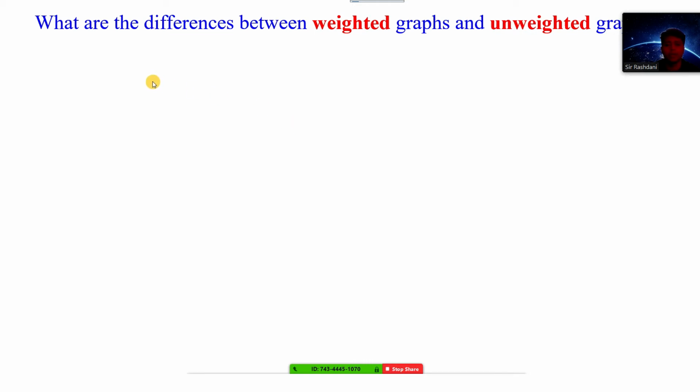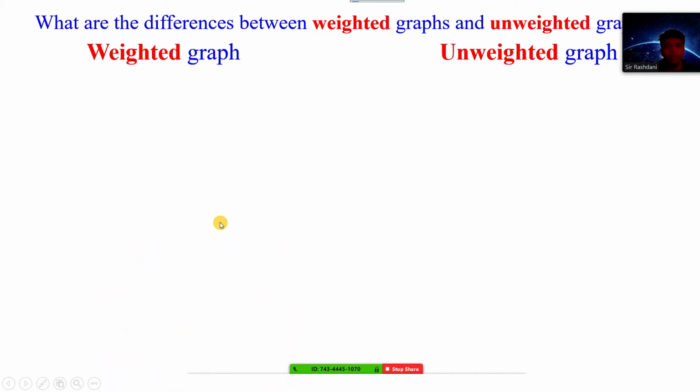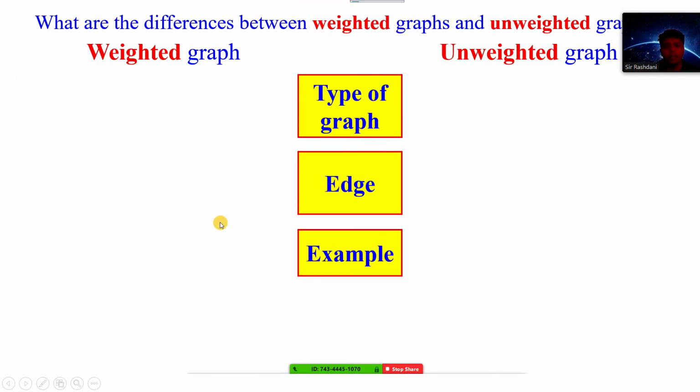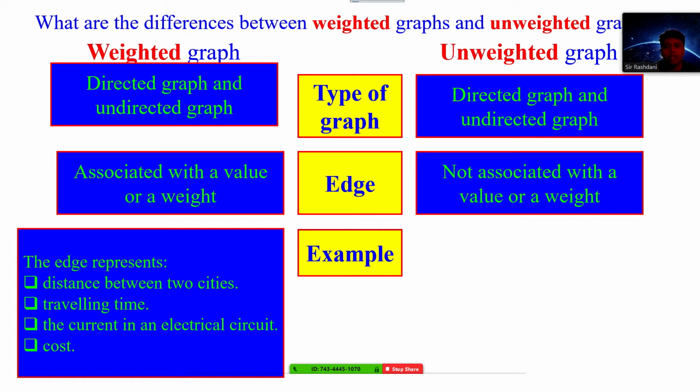Okay, next we proceed to distinguish the difference between weight graphs and unweight graphs. A weight graph has edges, and both graphs have edges, but for a weight graph the edges have a value, while for an unweight graph the edges do not have a value. Okay, for example, weight graph, directed graph, and type of graph.